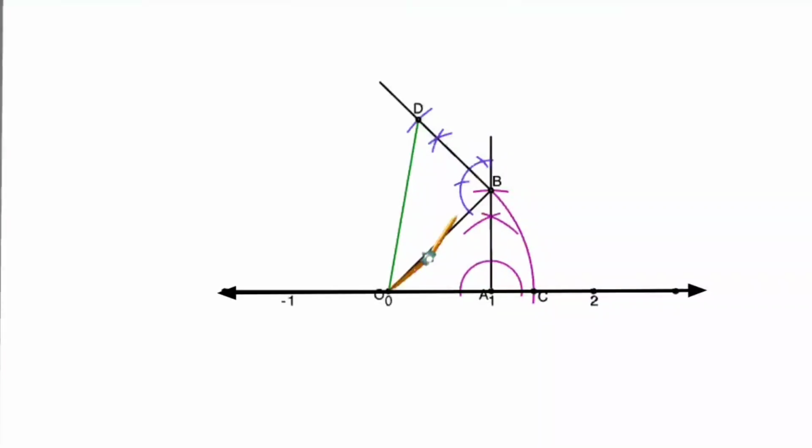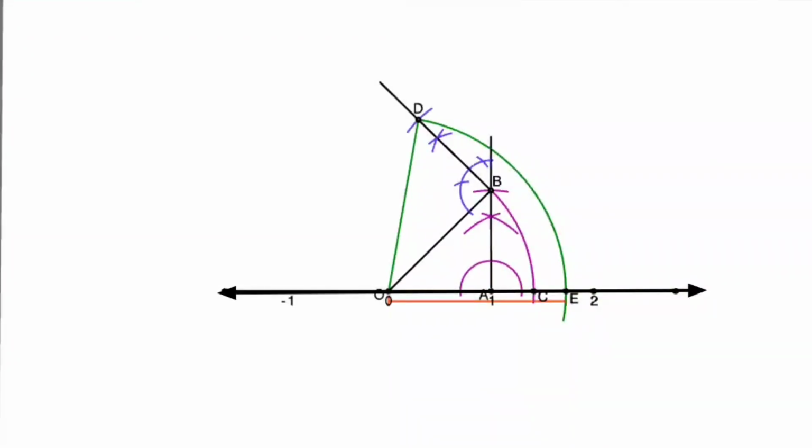So with O as center and OD as radius, if I make an arc, wherever this arc is intersecting the number line, I mark that as point E. Then OE is equal to how much? It is equal to root 3 units. E point represents root 3 on the number line.